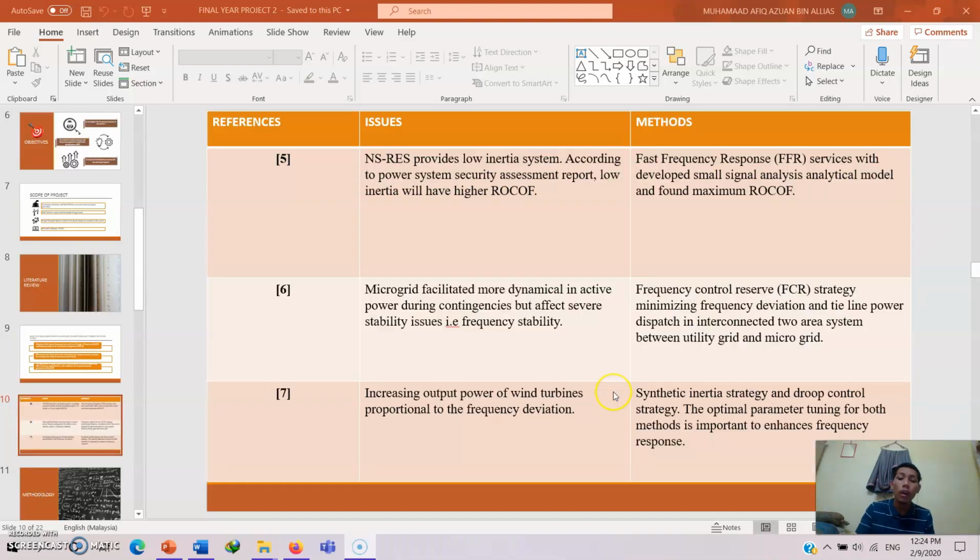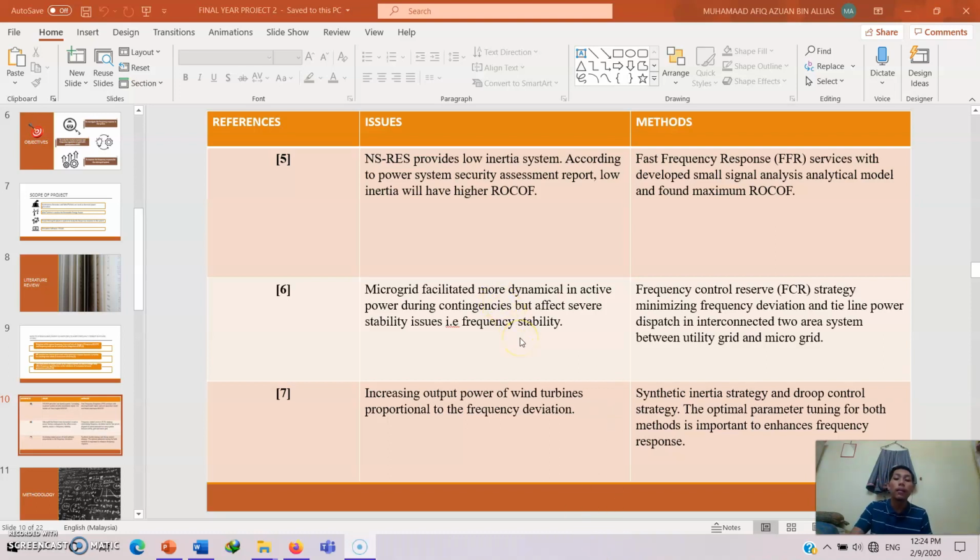Okay, for issues with inertial response and frequency regulation, non-synchronous RES provide a low inertia system that can trigger a higher ROCOF. The method to solve it is to implement a fast frequency response service and develop small signal analysis, which can be used to find the maximum ROCOF.